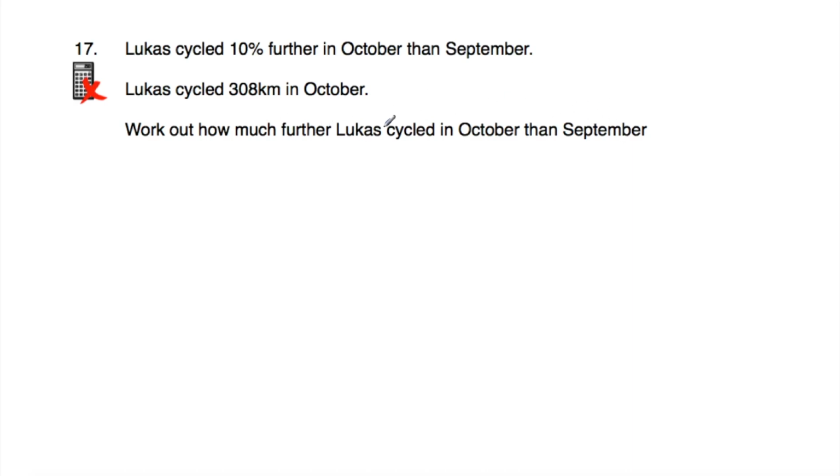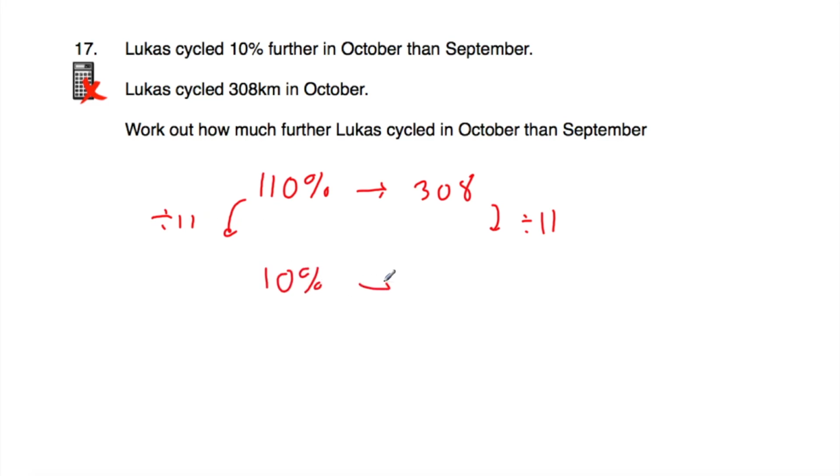So what I'm going to do in this question is figure out how many kilometers Lucas cycled in September to begin with, because he cycled 10% further in October. So that means that 110% would be equal to 308 kilometers. Now we want to find 100%. We could, if we wanted to, divide both of these numbers by 110 and that'll tell us 1%. But because this is a non-calculator question, I'm going to divide by 11 and divide by 11. Because if I divide by 11, I'll get 10%, because 110 divided by 11 is 10%. And then if I do 308 divided by 11, I can figure out what 10% is.